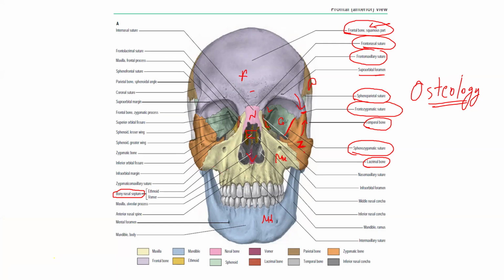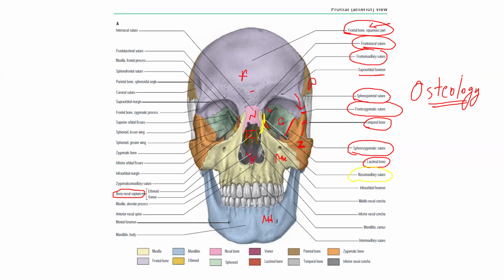Use yellow. Okay, so here is the lacrimal bone. Okay, so this is the lacrimal bone on this side. Okay. Next is the nasomaxillary suture. So this is the nasal bone and this is the maxilla, the wheatish color. So this is the nasomaxillary suture.